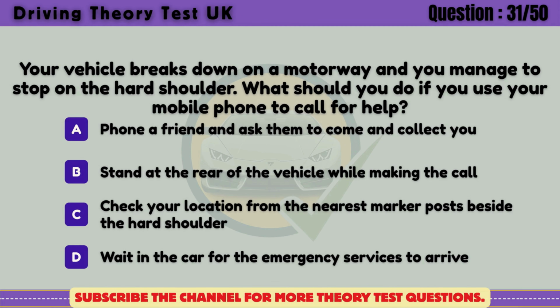Question 31. Your vehicle breaks down on a motorway and you manage to stop on the hard shoulder. What should you do if you use your mobile phone to call for help? Option A. Phone a friend and ask them to come and collect you. B. Stand at the rear of the vehicle while making the call. C. Check your location from the nearest marker posts beside the hard shoulder. D. Wait in the car for the emergency services to arrive.